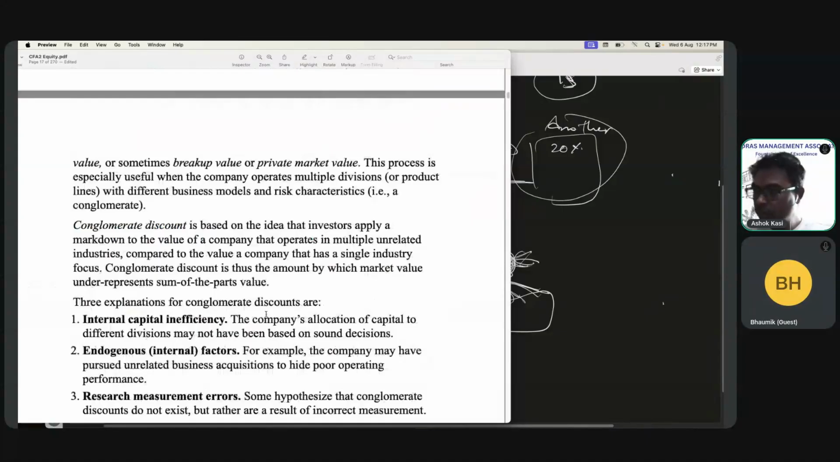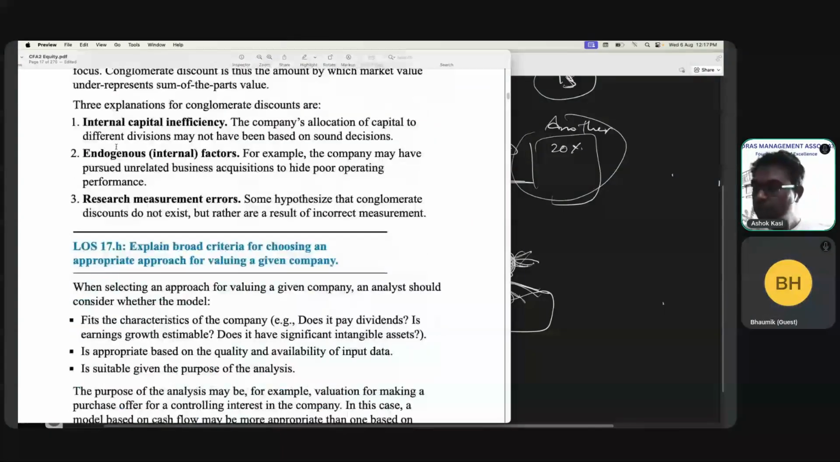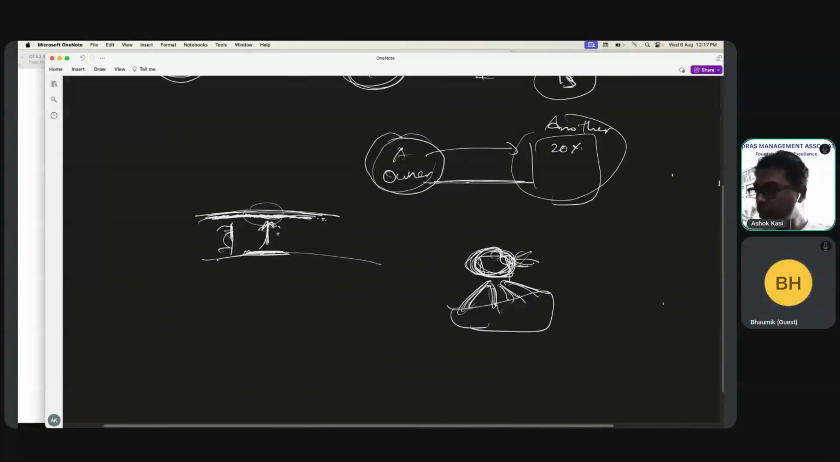So why conglomerate discount? Internal capital inefficiency, endogenous factors, research measurement errors. Internal capital inefficiency means you never know, this company might be investing in a loss-making company also. That means money is going into loss-making.